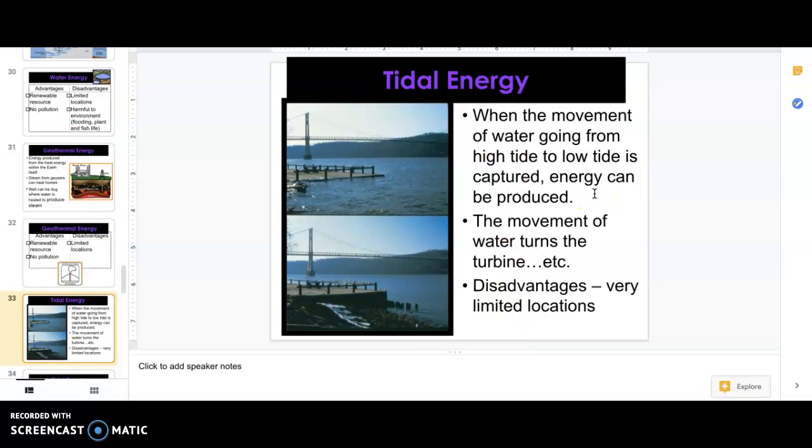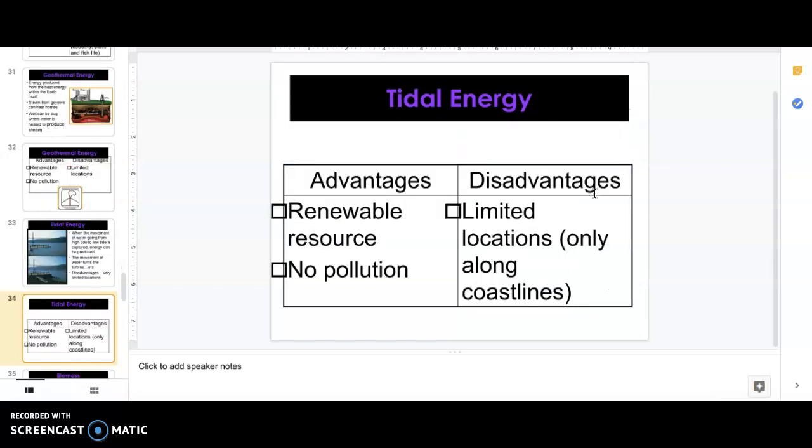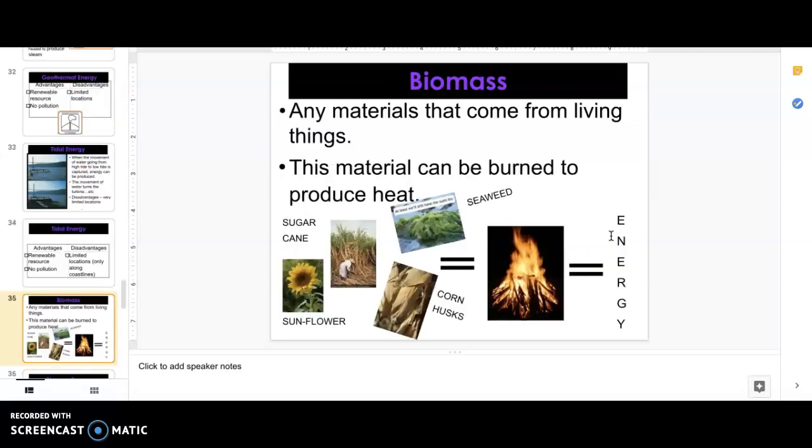We also have tidal energy. As we went over earlier this year, the moon causes tides, high tide and low tide, which can be used to generate energy by the spinning of turbines from the movement of water. This is also in a very limited location because you need to be near a coastline. So that's one of the downsides, is you can only do it where you have an ocean, or some sort of coastline for a lake where there's high tide or low tide.